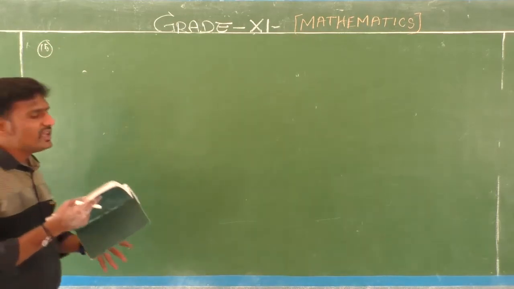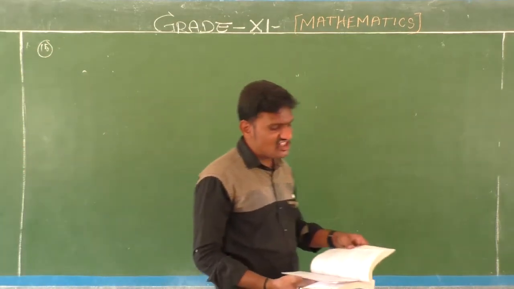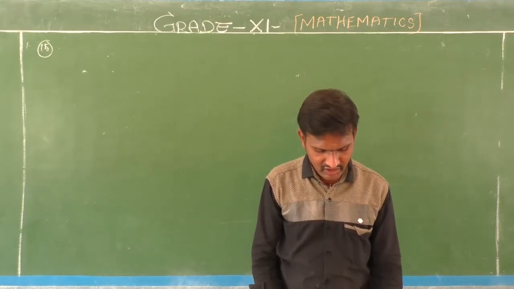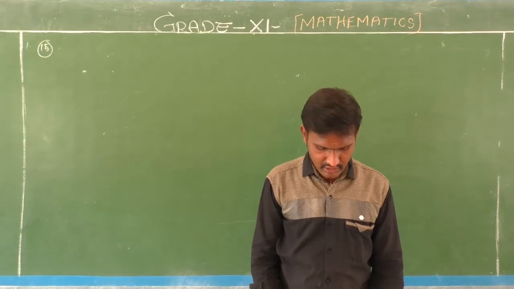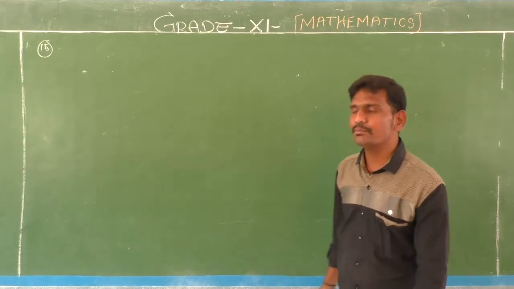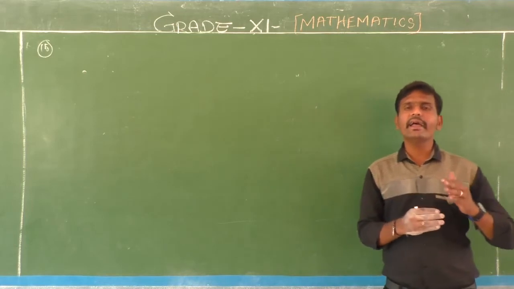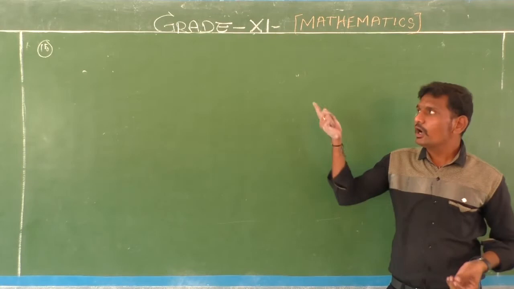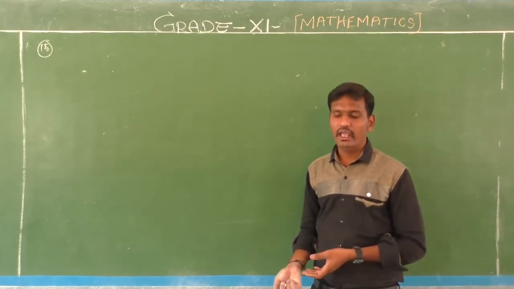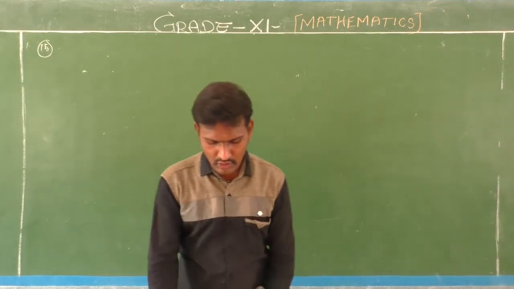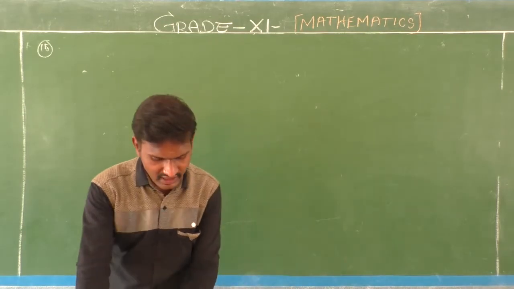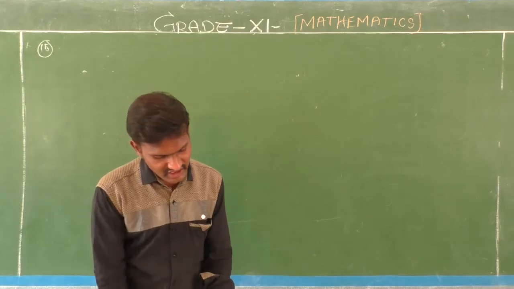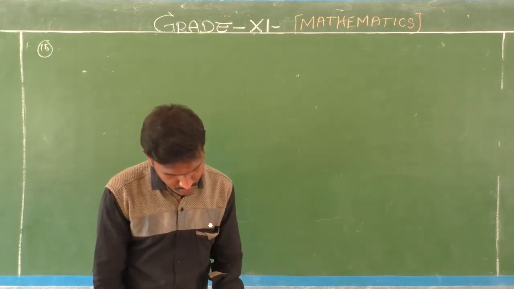In your previous exercise, you have a GP in exercise 9.3. In exercise 9.3, you have one sum, question number 22. Like that model, but with one small difference: exercise 9.3 is your GP, and now this is your AP. Now look at your page number 199. The question number is 15.